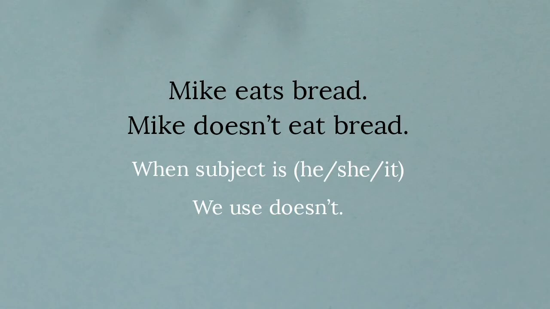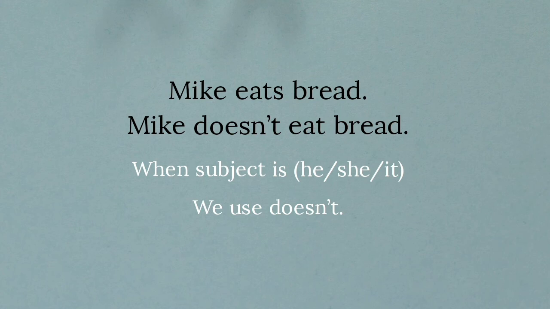Our first example says, Mike eats bread. Now, the subject in this example is the third person singular. That's why there is an extra s by the end of the verb. Now, this is not a negative sentence. So, what will happen if I change this into a negative sentence? Well, I've changed it like this. Mike doesn't eat bread. Now, you'll notice that the verb does not have an extra s by the end because I used doesn't in this sentence.